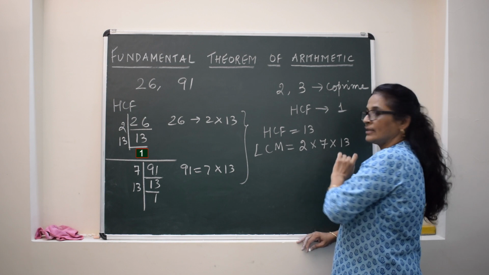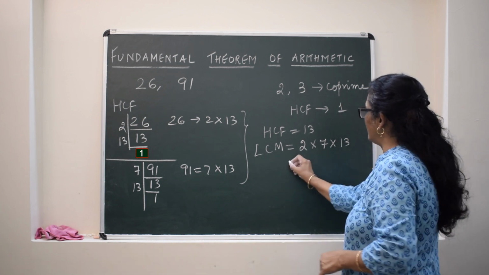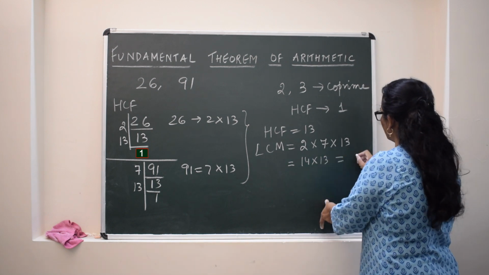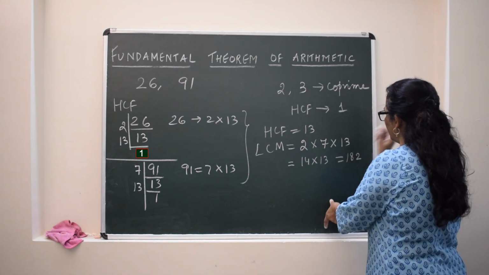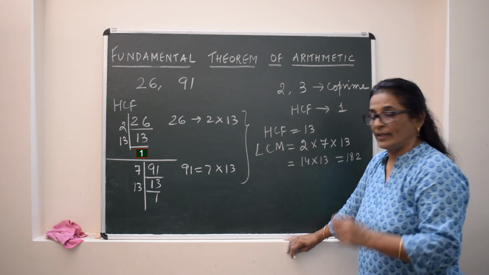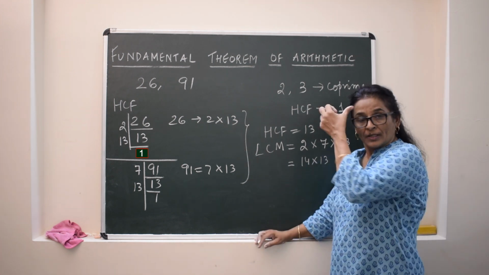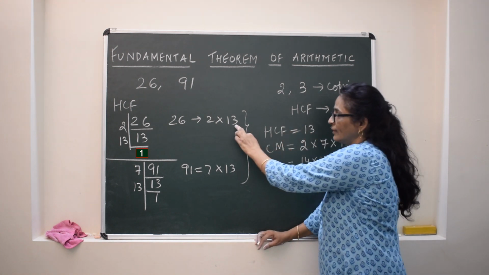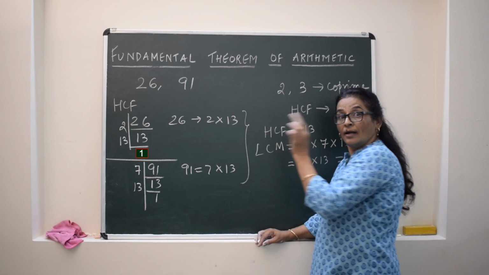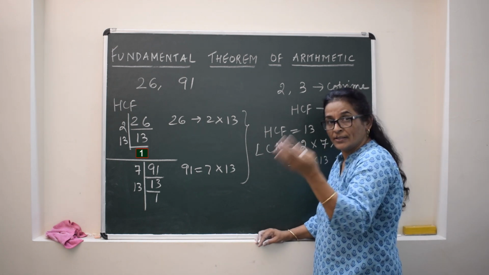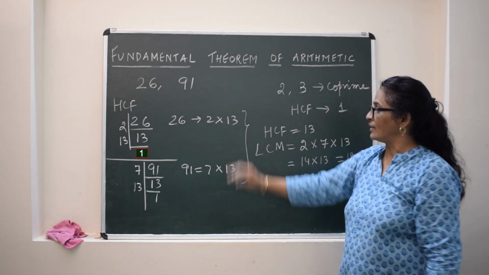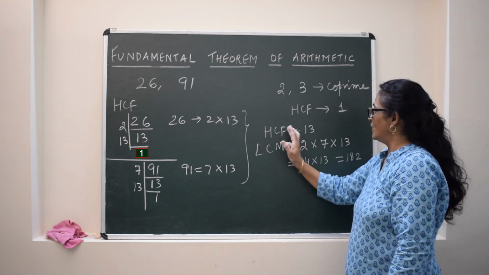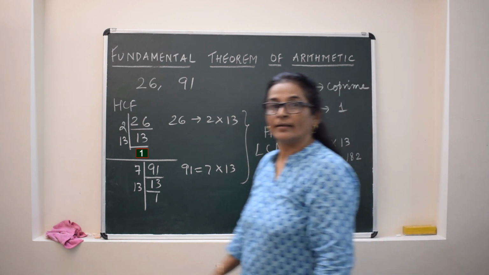So HCF is 13 and LCM will be 14 into 13, that is 13 4s are 52, 13 times 14 is 182. So what we have seen: for HCF, first we find the prime factors, and we take the common factor, and if more than one common factor is there, the product of those. And for LCM we take the maximum power of the prime factors. So HCF is 13 and LCM is 182.